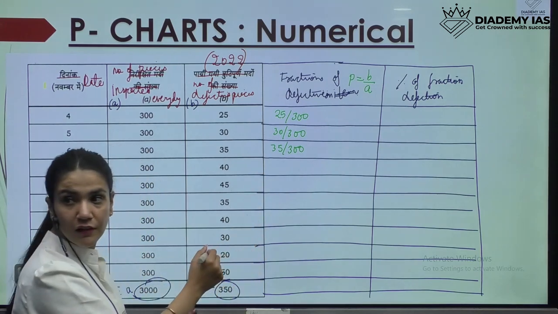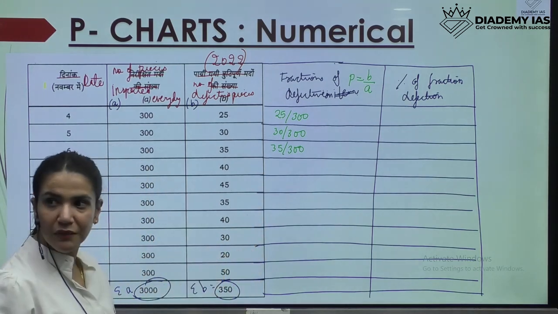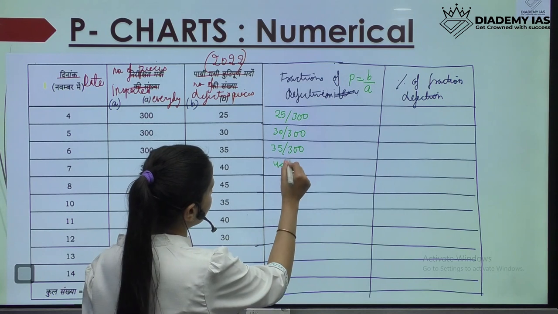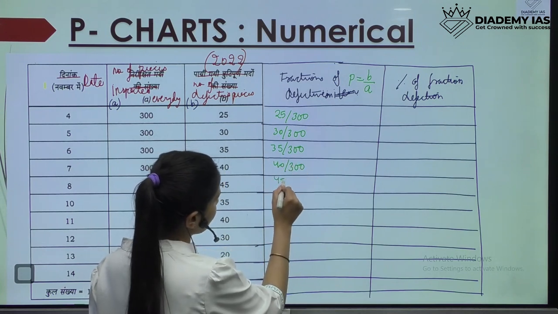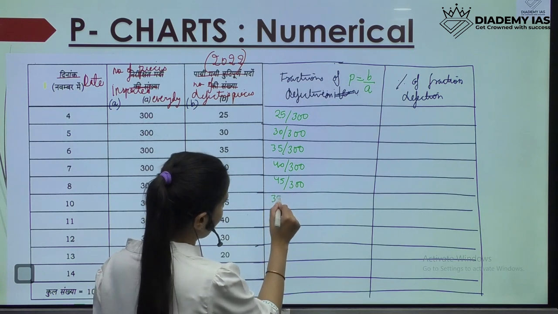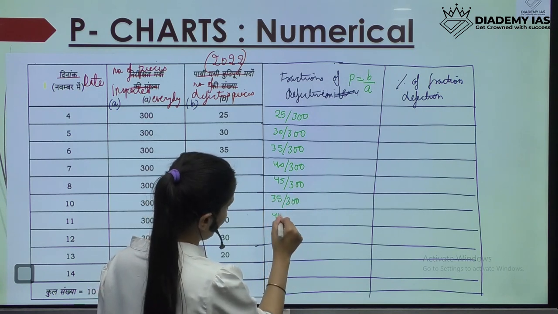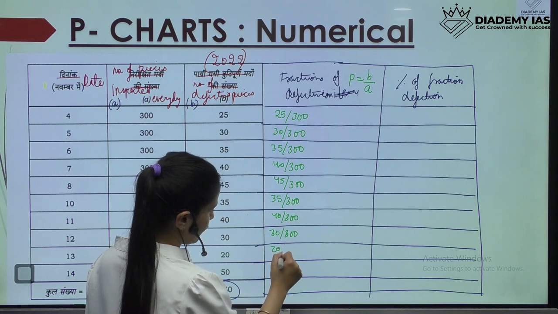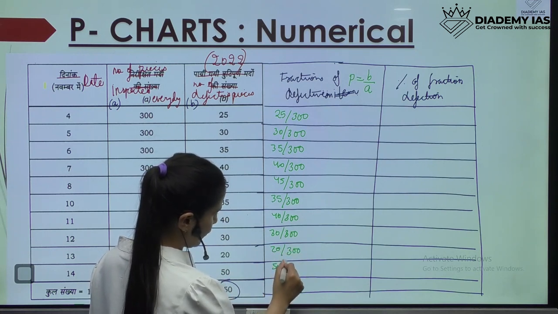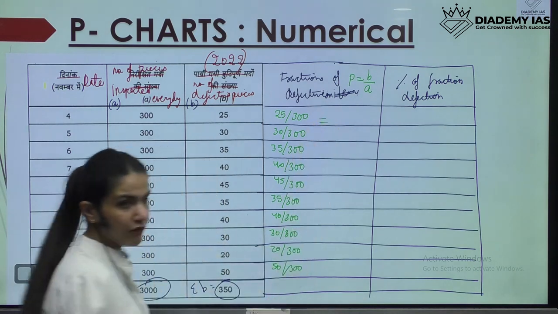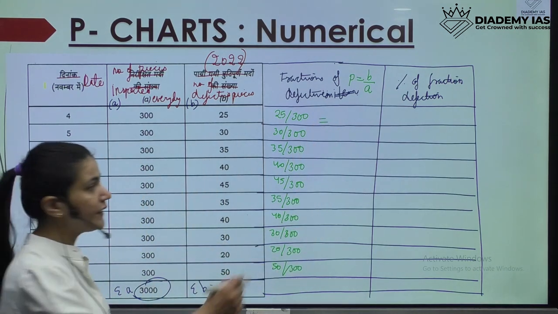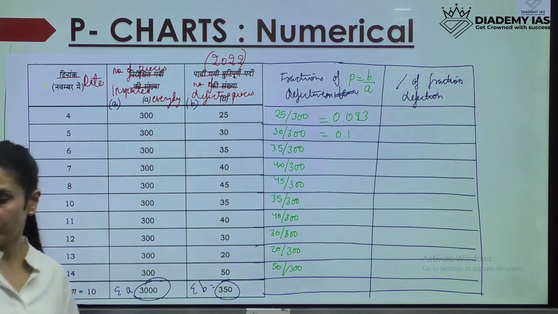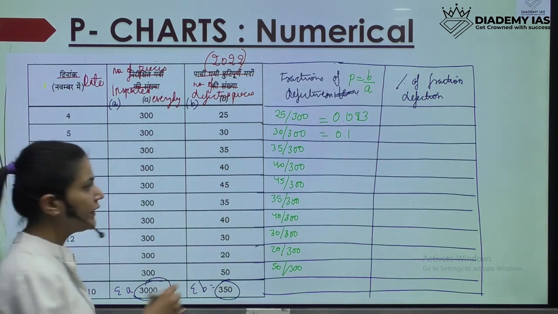Then here we have 40 upon 300, 45 upon 300, 35 upon 300, 40 upon 300, 30 upon 300, 20 upon 300, and for the last we have 50 upon 300. What are the values for this? It's basically 0.083 here. Then here we have 0.1. This is an easy one. Then for 35 upon 300, we have 0.11.